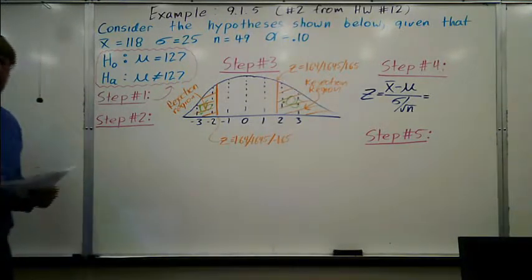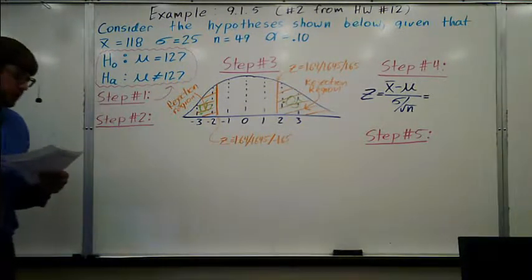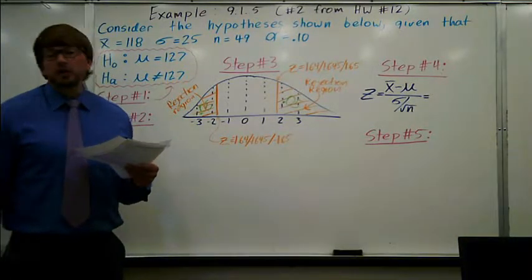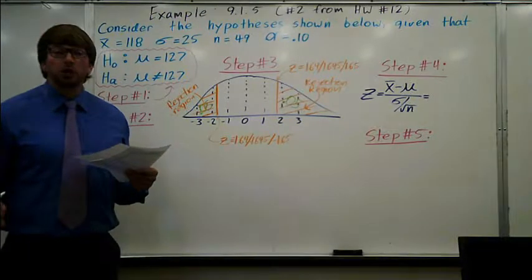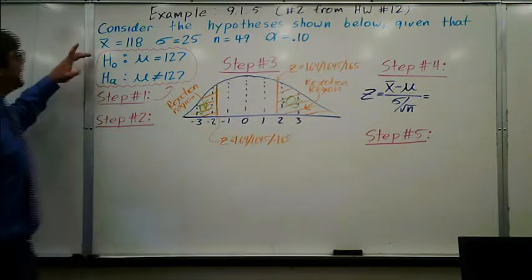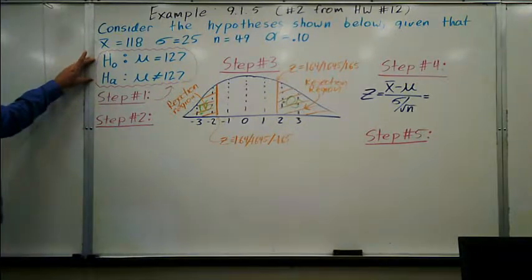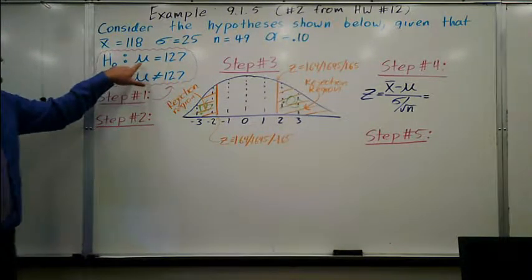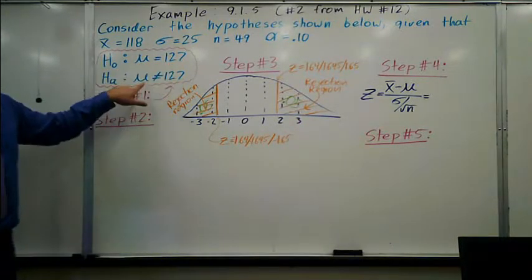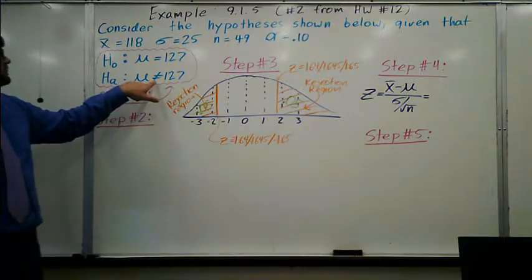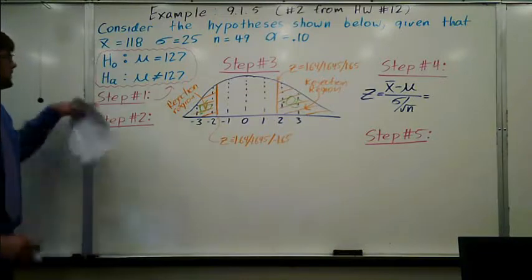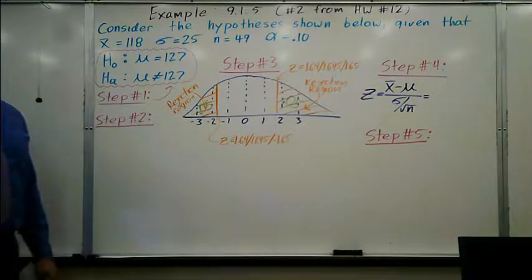Step number 1 for hypothesis testing is to determine what you would like to show or prove. You just basically want to set up your null and alternative hypotheses. Now, in this situation, they already gave us our null and alternative hypotheses. The null hypothesis says that the population mean is equal to 127. The alternative hypothesis says the population mean is not equal to 127. So step number 1, we already have taken care of.